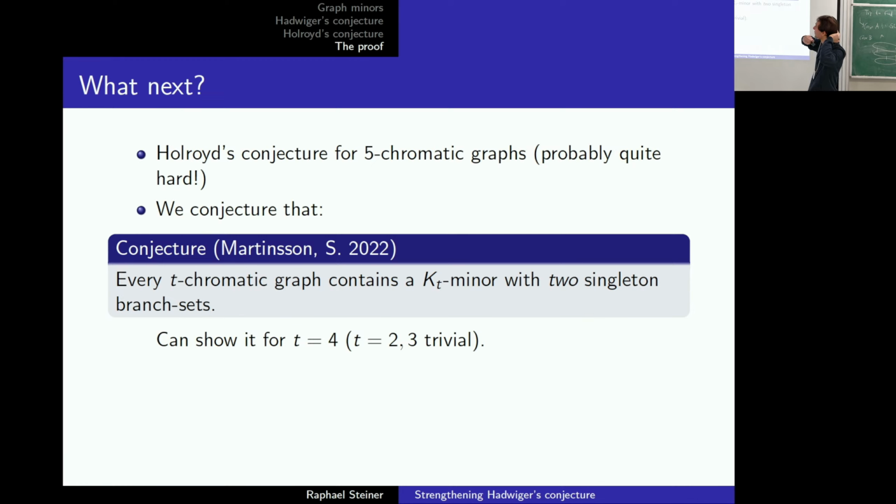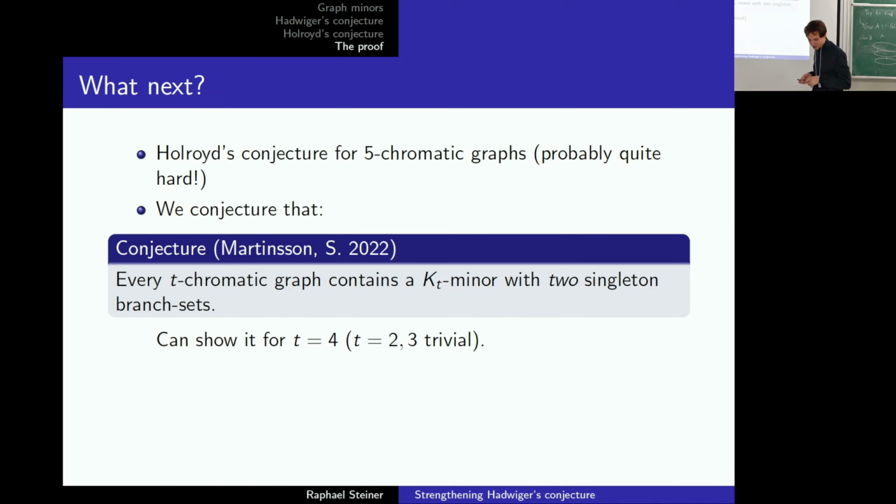So Holroyd's conjecture for 5-chromatic graphs would be very interesting, but it's also very hard, because it would improve Hadwiger's conjecture for 6-chromatic graphs, which has a very, very long and complicated proof by Robertson, Seymour, and Thomas. Also, what falls out of our result is that every 5-chromatic graph has a K5 minor with a singleton branch. And then we wondered about, in general, this question: how many branches can we make singletons in a K5 minor? You obviously cannot make more than 2 singletons, because you don't necessarily have triangles in a graph of high chromatic number, but maybe 2. And we can.